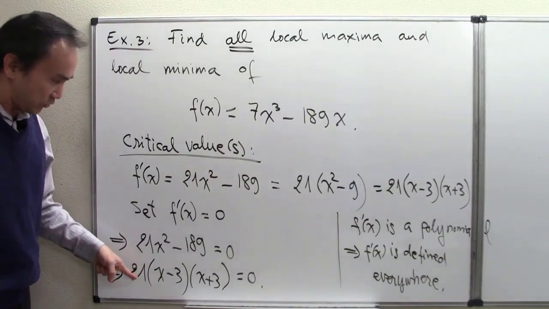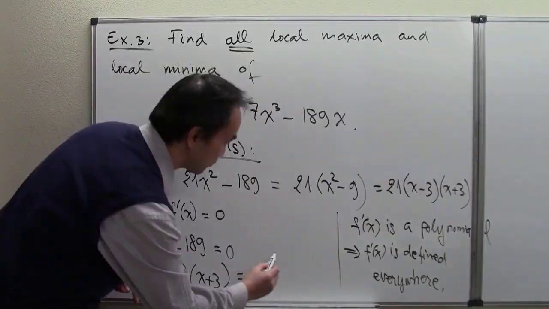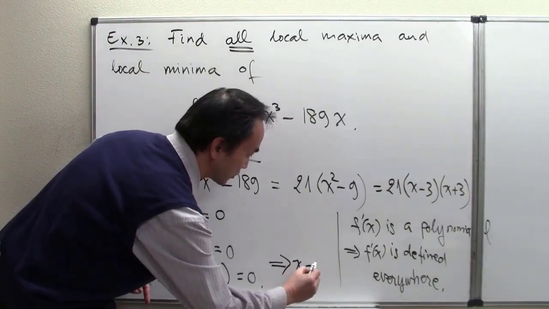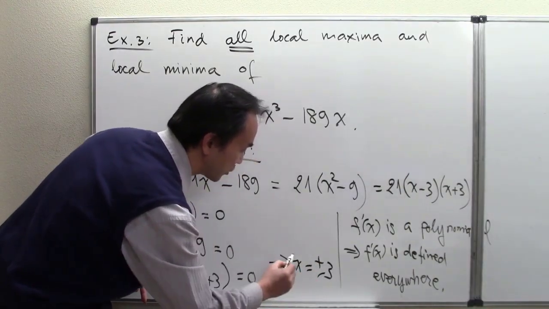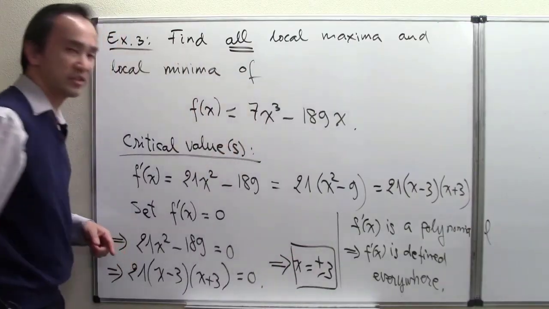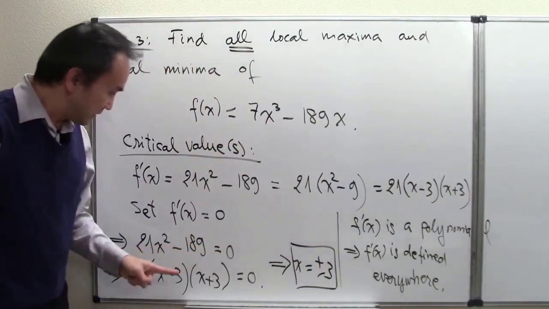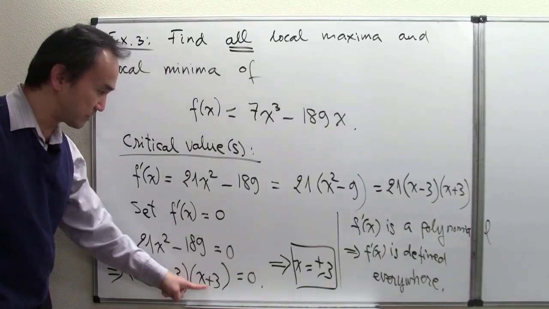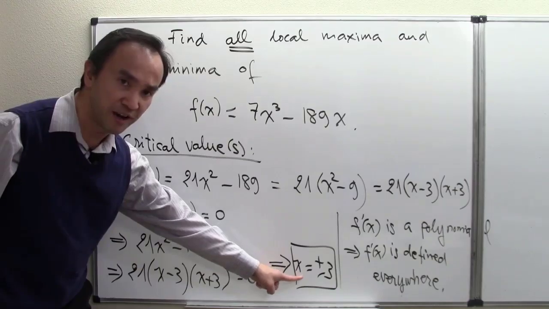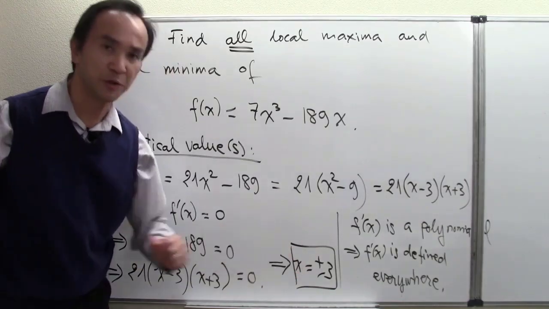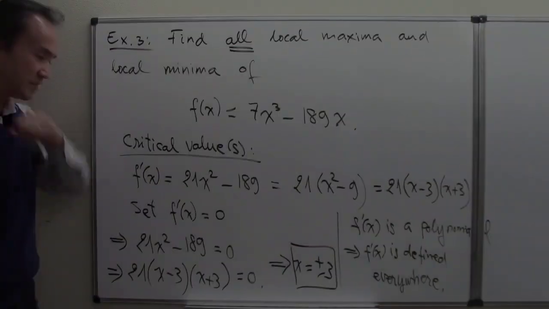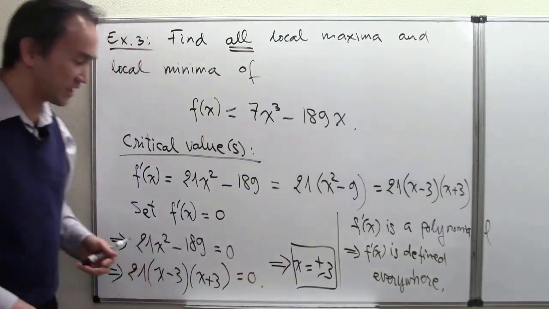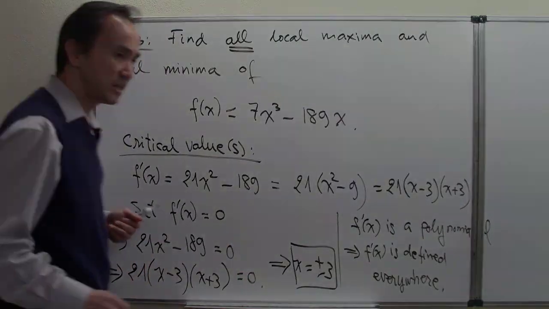So now with this, we're going to end up with two critical values: x equals plus and minus 3. My board is short, so allow me to just write it like that. x equals 3 comes out from that. x equals negative 3 comes out from that. So in the end, the critical values that we found are x equals plus or minus 3. So we got two critical values. I don't even know why I put that in a box, but that shouldn't be needed.